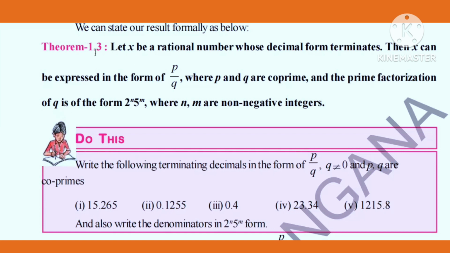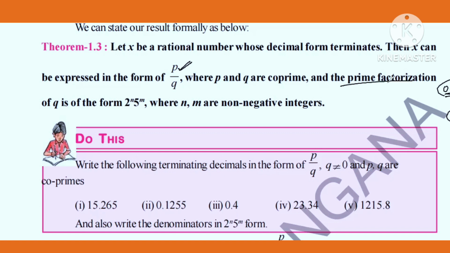This is theorem 1.3. Let x be a rational number whose decimal form terminates. Decimal form terminates means, for example, 0.5 is a terminating decimal, 1.634 is a terminating decimal. If you write these decimals in the form of p by q, for example 0.5, we get 5 by 10, which if you simplify, we get 1 by 2.